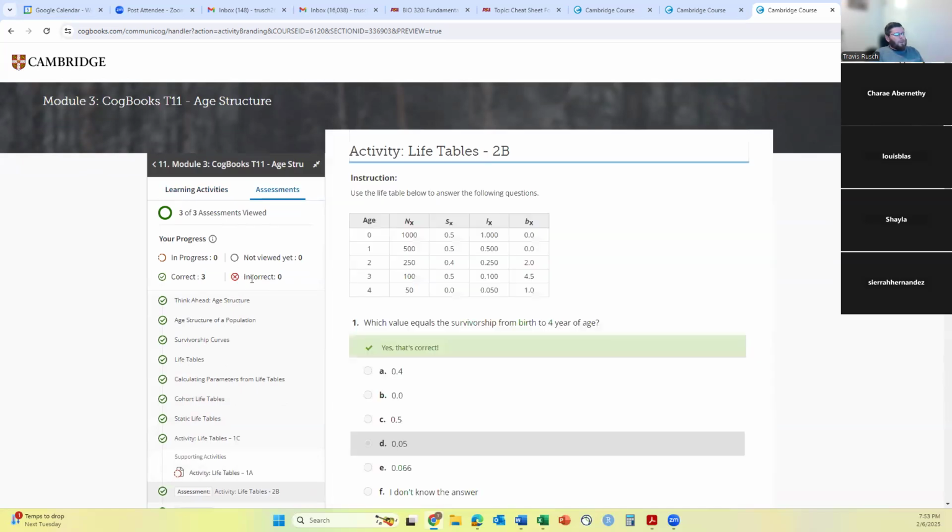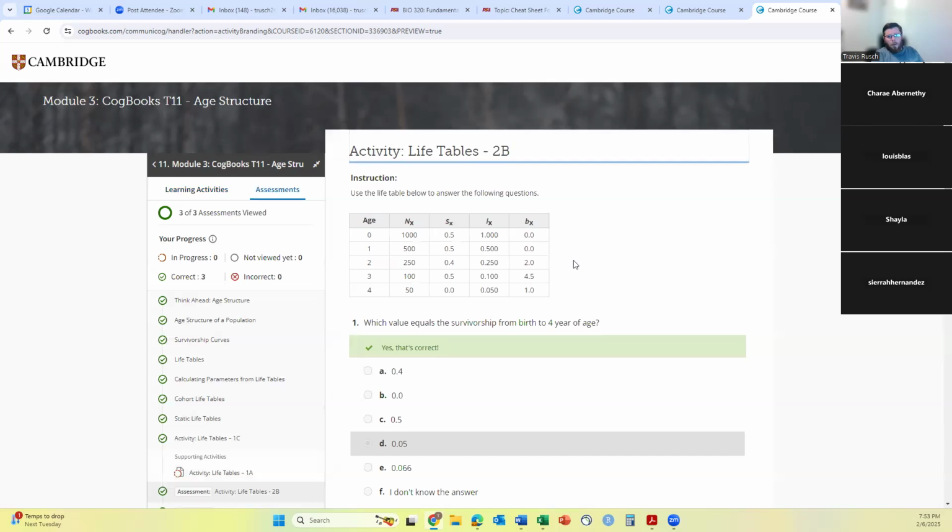Okay. So this is more similar probably to what you'll actually see in the exam. You'll be given a life table. They're going to come with a different amount of columns. These first ones are pretty simple. All the information we can derive from this life table.